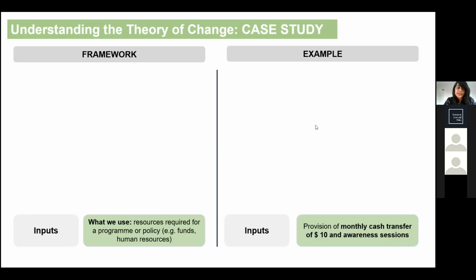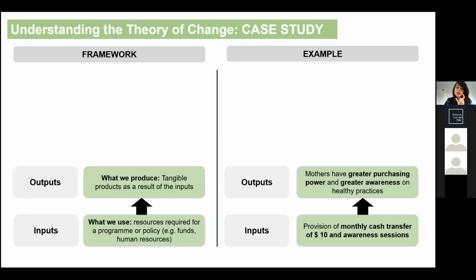Right. So in this case, as you would remember, output is defined as the immediate result, what we produce. So the immediate result of women getting money in their pockets and awareness sessions every month or every quarter is that they have greater purchasing power, as well as greater awareness of health practices. They have the awareness. That is the output. They have the purchasing power. That is the output. That is the immediate result of those funds, of those SBCC sessions, of those experts being available to talk about these concepts. That's the output. What do you think is the outcome?